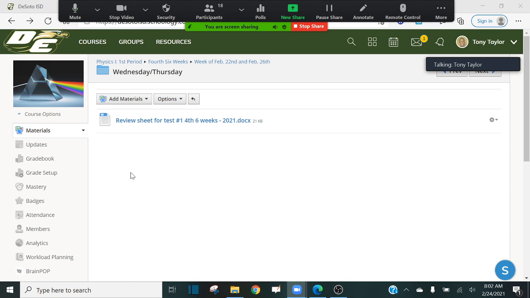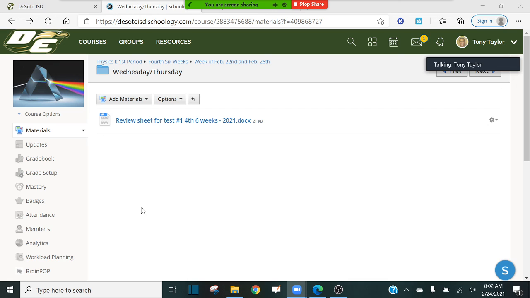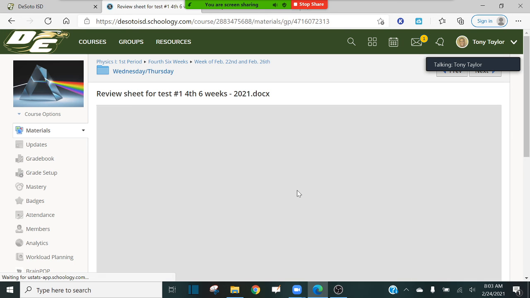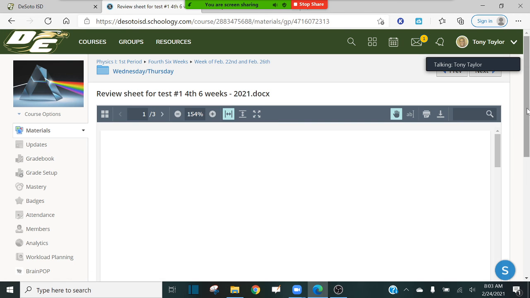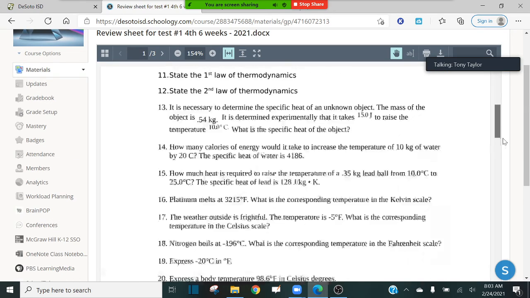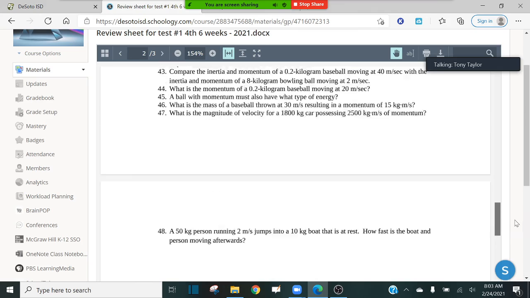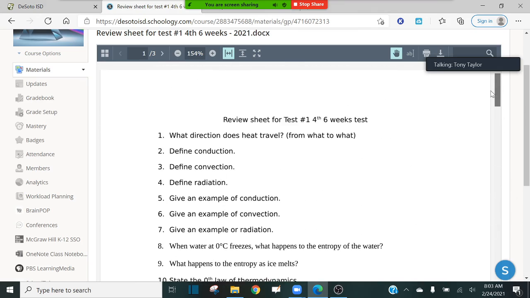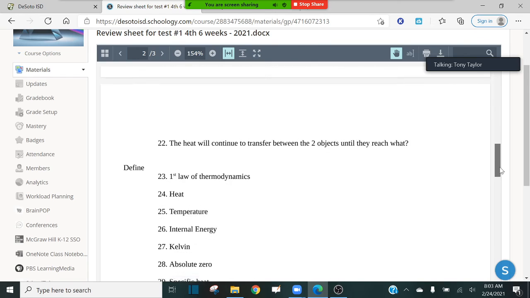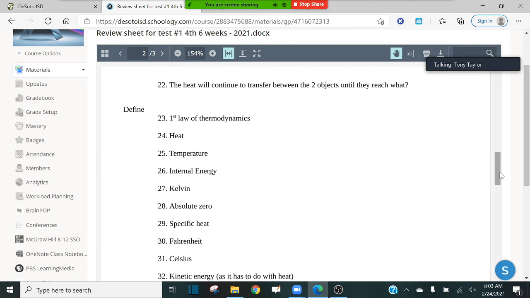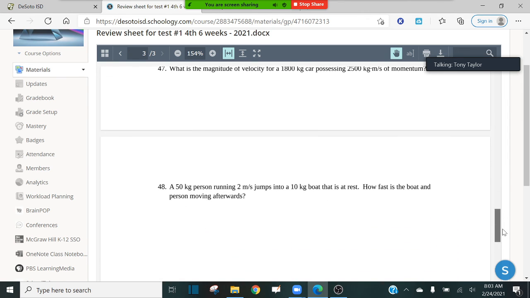Okay, if you notice, I did not give you an assignment to turn in today. The reason is because I want you to use this time to look over the information for the test. The review sheet for the 4 to 6 weeks test is currently in Schoology. This is not required; it's just optional. There are 48 questions on this review sheet. Go over the things you think you need help on. I'm going to leave the rest of the day for you to work on this as you choose.